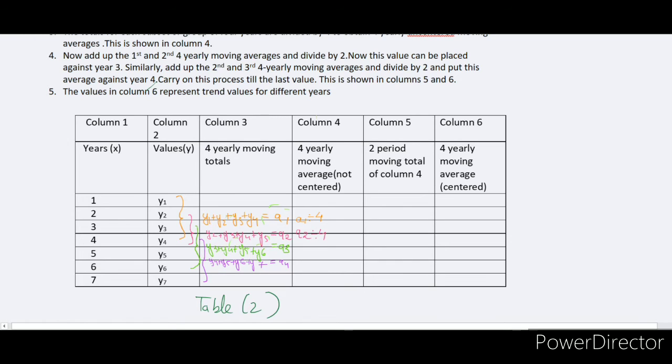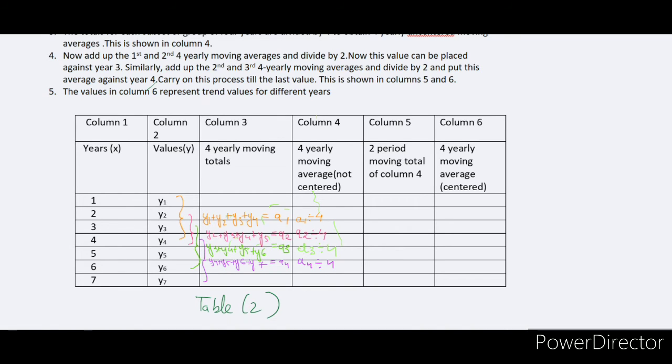Your A over here, A3 divided by 4. Then your next value, which lies between year 5 and year 6, we divide that by 4. Okay, so that is your second step. The third step is to add.